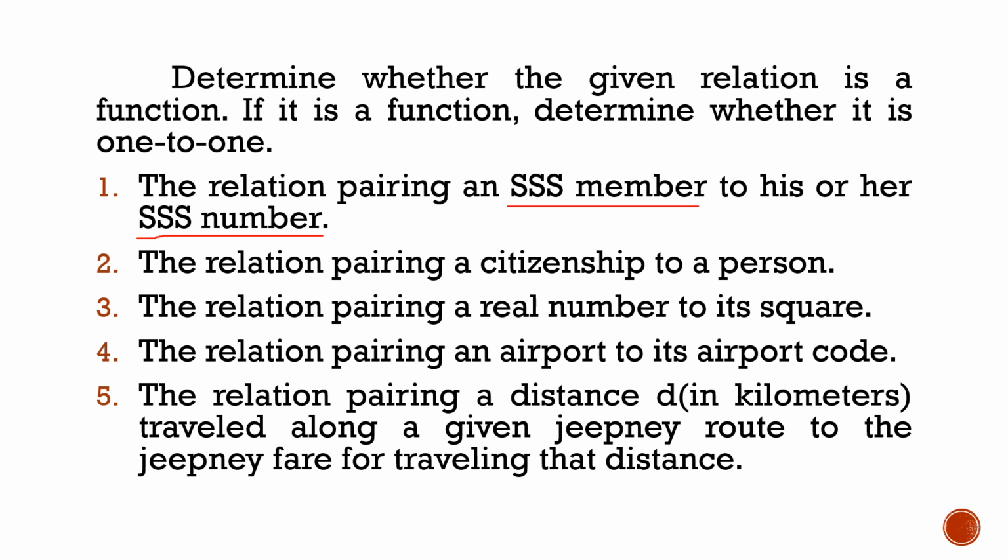Two different members cannot be assigned the same SSS number. That's the reason, because we cannot assign one SSS number to two or more SSS members. We can only assign one SSS number to each SSS member. So there is a unique SSS number that each SSS member will receive from SSS. Thus, the function is a one-to-one function because there is a one-to-one relationship between your SSS member and your SSS number.